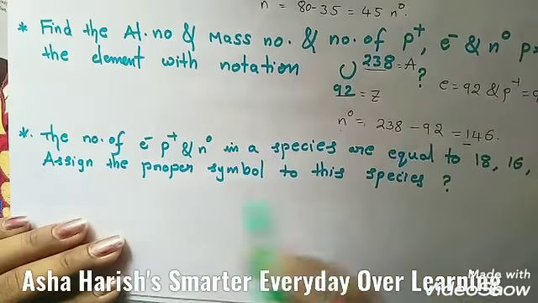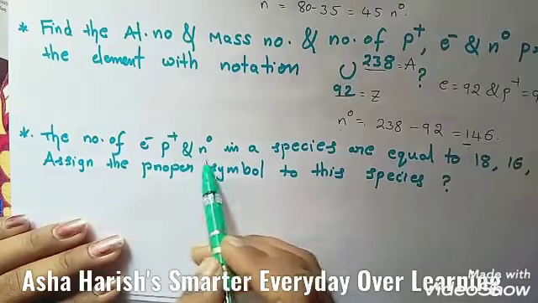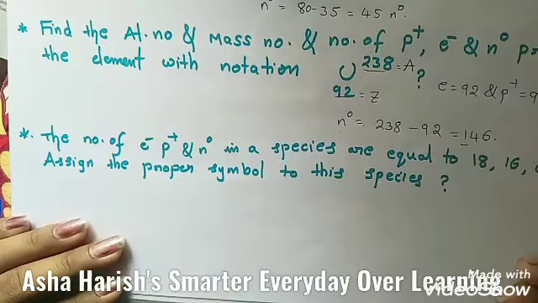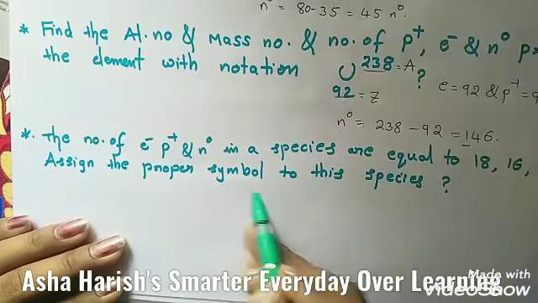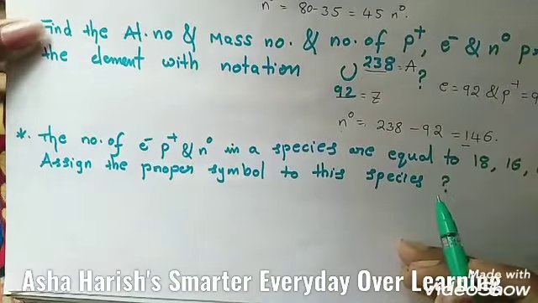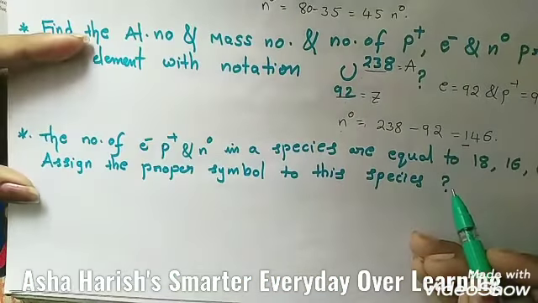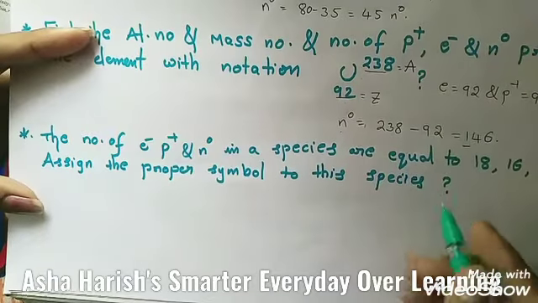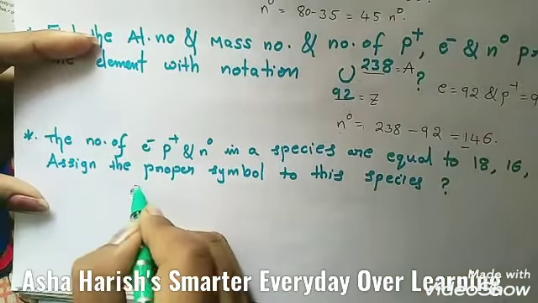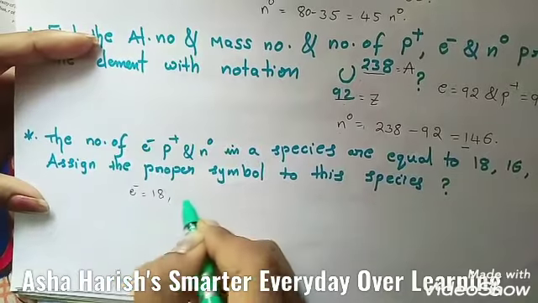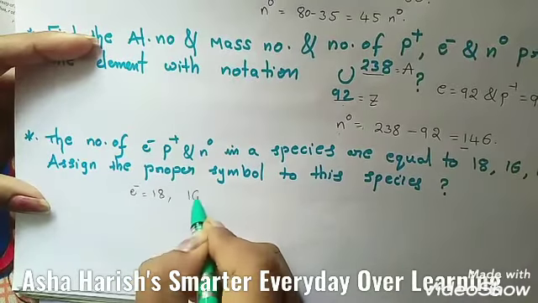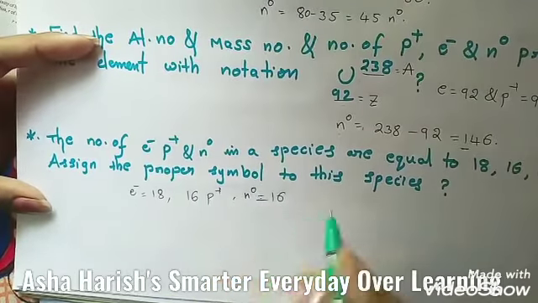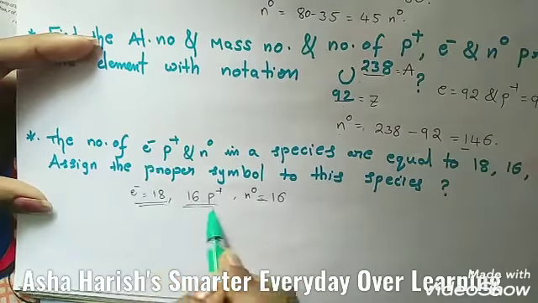Let's see another question here. The number of electrons, protons and neutrons in a species are equal to 18, 16 and 16 respectively. Assign the proper symbol to this species. Dear students, here in the question they have given the electrons, protons and neutrons numbers: electrons are 18, protons 16, and neutrons also 16. Here see, students, the number is different here.